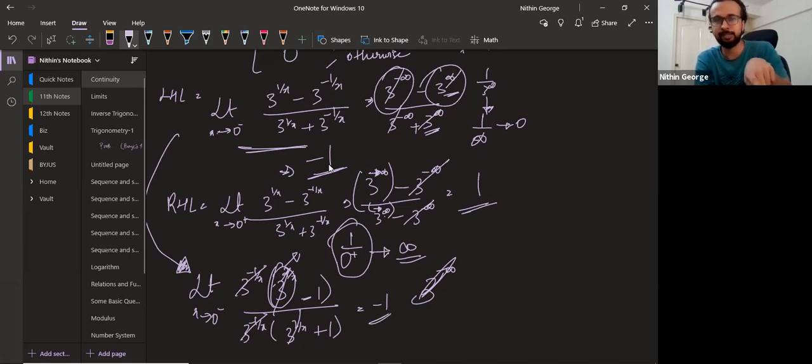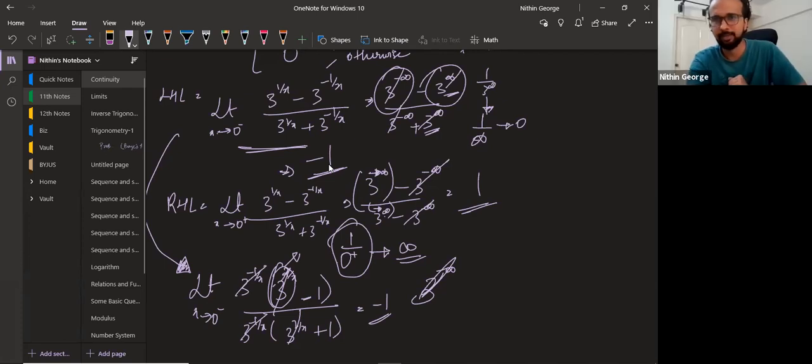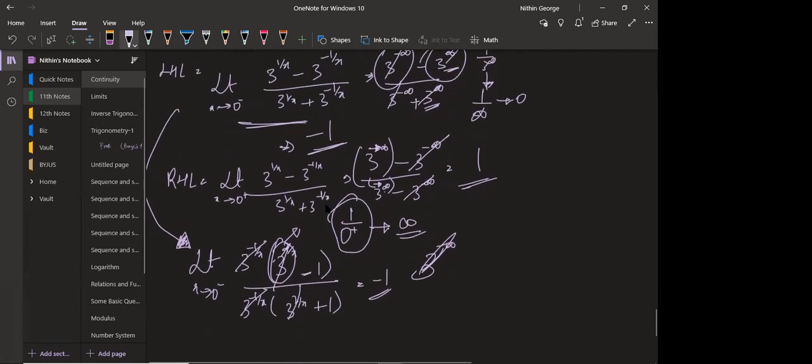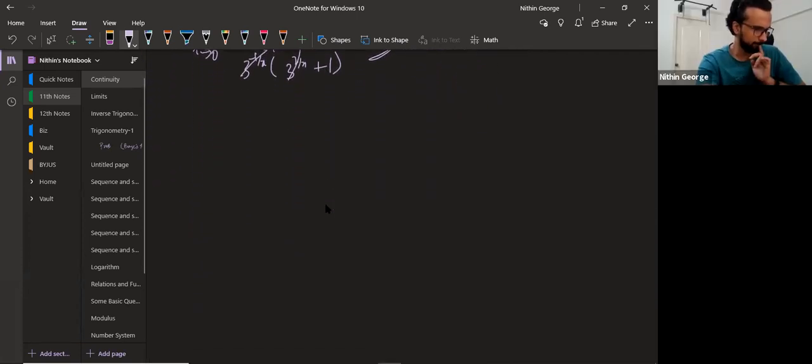Similarly, that's how you do it for the RHL. You take 3 power 1 by x out common. 3 power 1 by x here is 3 power infinity. Are you following? Yes, sir. Right, so this is how you solve it. I hope this is a better explanation than the last one. Yes, sir. So yeah, now the question.